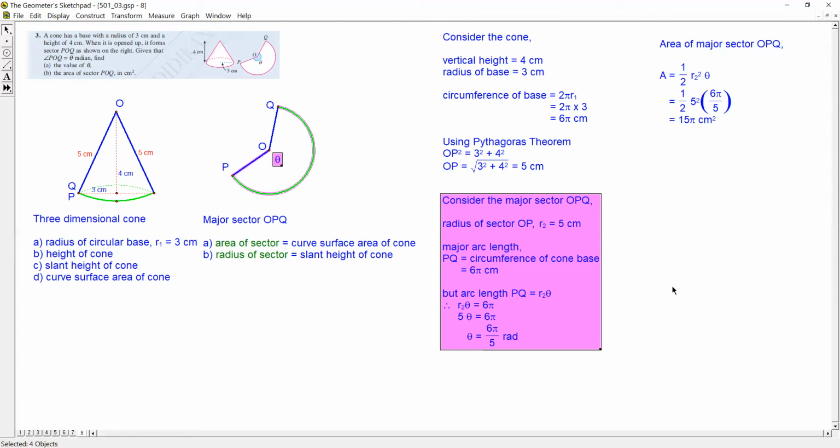So far, okay or not? I relate the circumference of the cone with the arc length of the sector. Make the two of them equal. Once the two of them are equal, you can find theta. So far, okay or not?